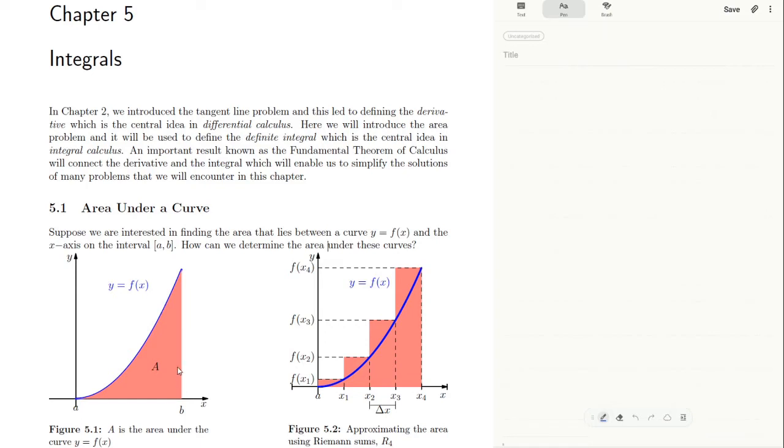Well, the way that we will calculate the area underneath the curve will be very analogous to how we determined the slope of the tangent line. So if you recall from the tangent line problem, what we did first was approximate the slope of the tangent lines by using secant lines. We can then calculate the exact slope of the tangent line by taking limits. So we will apply the same approach to the area problem. So let's first approximate the area underneath the curve.